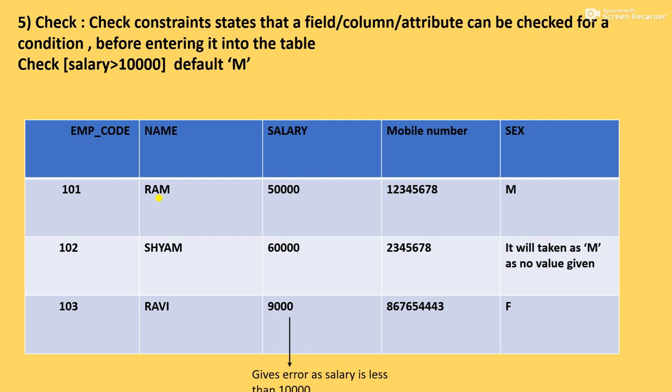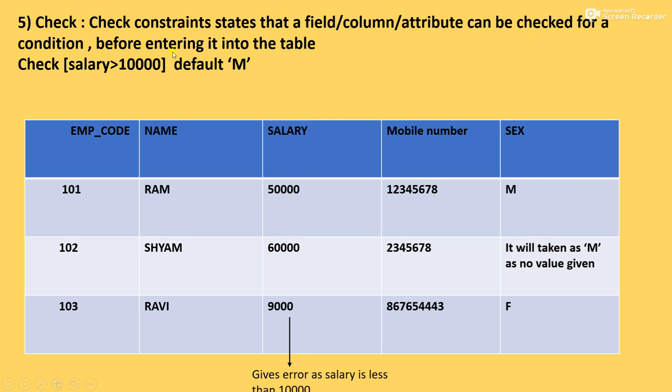Now let's see what is this check constraint. Check is also a good constraint that you have to learn. With a check constraint on a field, that is a column, you can give any condition and check it for that column. So if I have given a check constraint like this, check salary is greater than 10,000, then as soon as I try to enter 9,000, students, it will not be accepted, because in the constraint I have given the check that the salary is greater than 10,000.